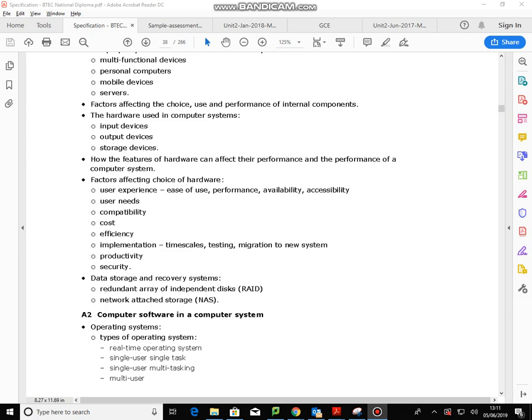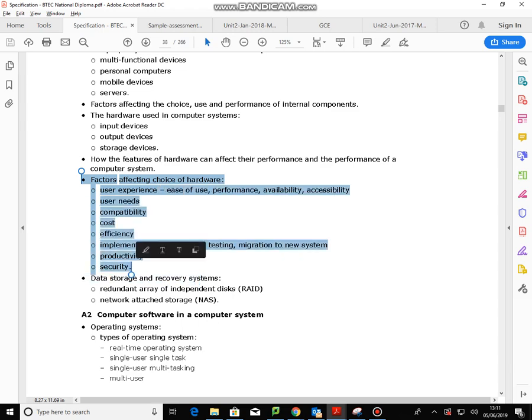Right, so in this eighth lesson, I've made a conscious decision to omit this section. That's because I like to hope that you're able to apply logic to it. But I'm going to just briefly talk about this section, so in case it comes up in your exam. So factors affecting the choice of hardware.